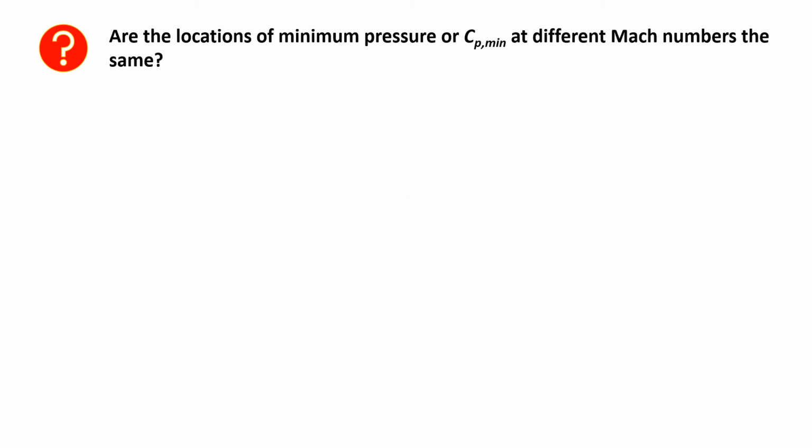And now I don't know whether you realize the problem. We do the correction, and the correction is always based on one point. Is there a chance that the minimum pressure point moves when you increase the Mach number? So this is a very important point. Are the locations of minimum pressure, or CP minimum, at different Mach numbers the same?